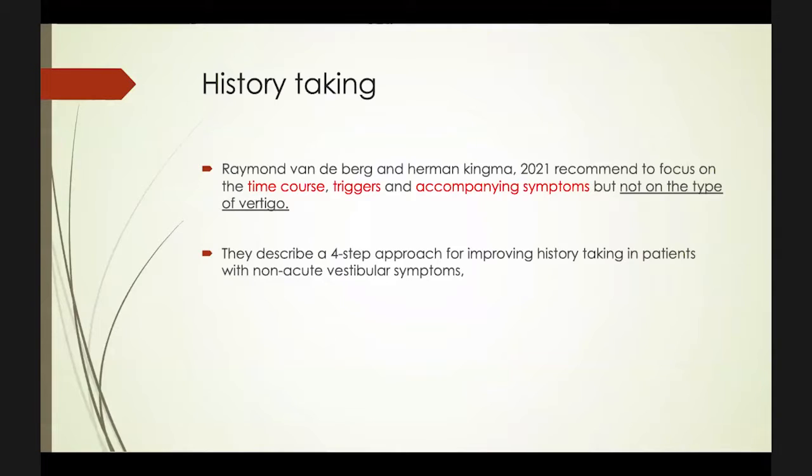First, history taking is a cornerstone to know how to reach our diagnosis. Raymond van den Berg and Herman Kingma in 2021 recommend focusing on the time course and the triggers with the accompanying symptoms, but not on the type of vertigo. Because, as we see, the type of vertigo can misdiagnose and confuse us and even the patient. So they describe a 4-step approach for improving history taking in patients with non-acute vestibular symptoms.